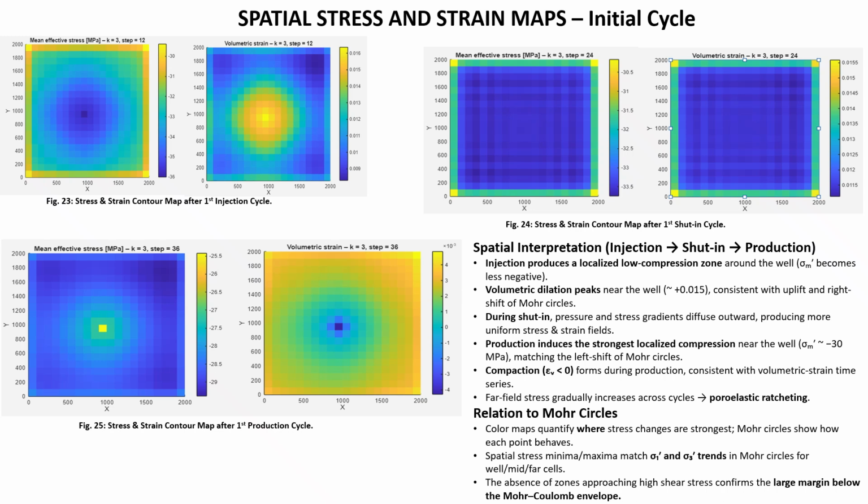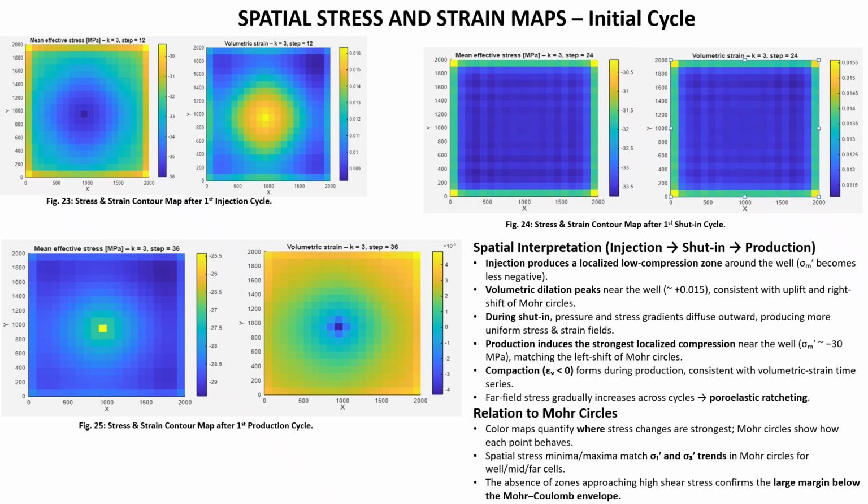So overall, the spatial maps here confirm exactly the trends we saw in the Mohr cycle analysis, where injection reduced compression and increased strong dilation near the well. For shut-in, we have the redistribution and smoothing of the stresses, where in production we have a localized compaction and increased compression near the well. This particular slide gives us a full picture which complements the Mohr cycle which I had shown, which was the stress state at an individual cell.